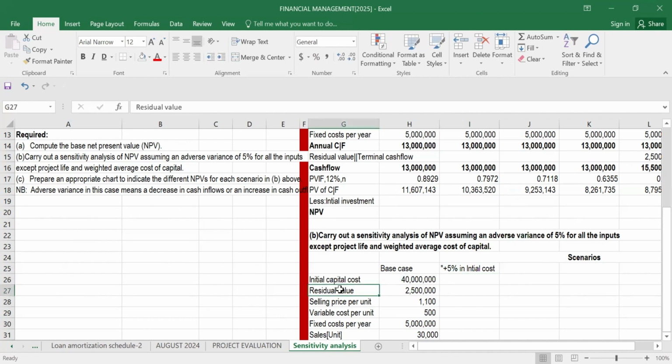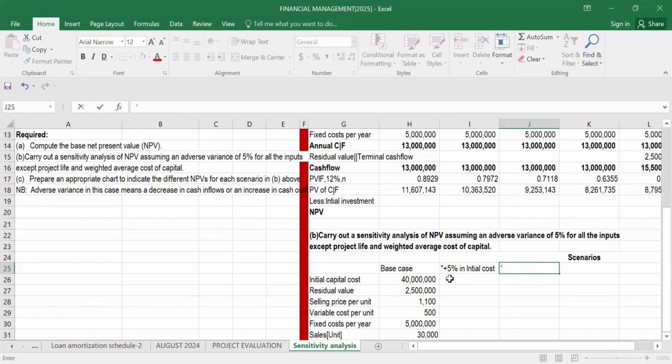The other scenario will be about the residual value. The residual value is basically a cash inflow. So 5% adverse variance means what? The residual value will basically reduce by 5%. It will reduce. And I've said that you always need to start with this.